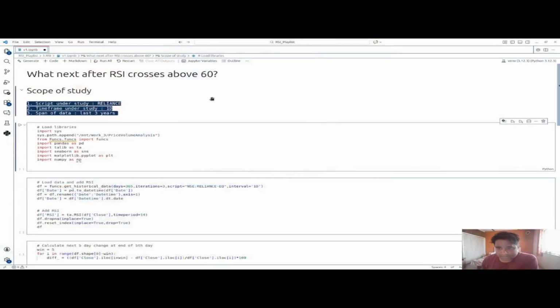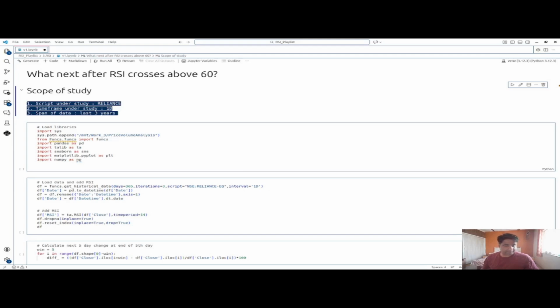So today's problem statement is, what next after RSI crosses above 60? We'll go directly to the screen and try to analyze what happens with the price. Okay, so let me share my screen. Yes, so this is today's problem statement.